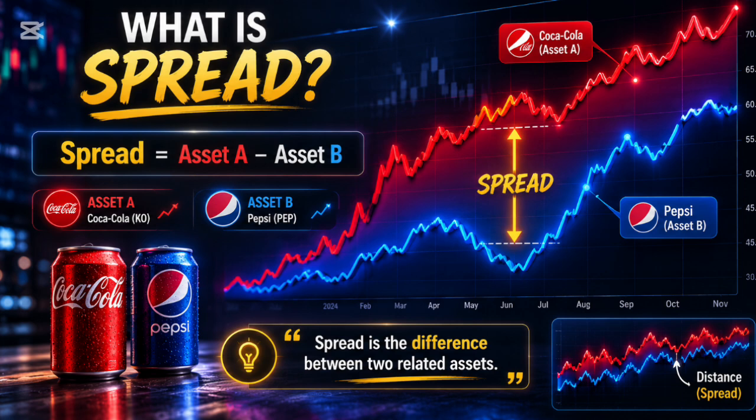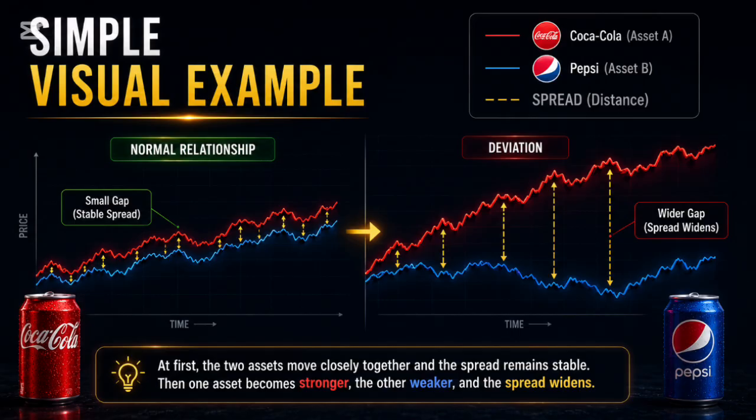In pairs trading, we are constantly monitoring the relationship distance between assets. That is what we are doing as pairs traders. We are constantly monitoring this relationship difference. You need to understand that. Let's look at a simple visual example. At first, the two assets are moving closely together, as you can see, so the spread remains relatively stable.